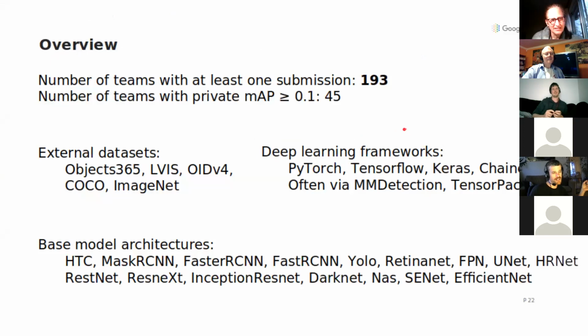Here's again, not my slide. So this is from the conference. 193 teams, but actually only 45 of them made any kind of results that you would count as a decent attempt. People used external datasets like you might expect. They used the deep learning frameworks that you would expect. Highlight detection was used a lot. And they make a list of basically every model architecture you could possibly conceive. So sure, fine, people use them all.